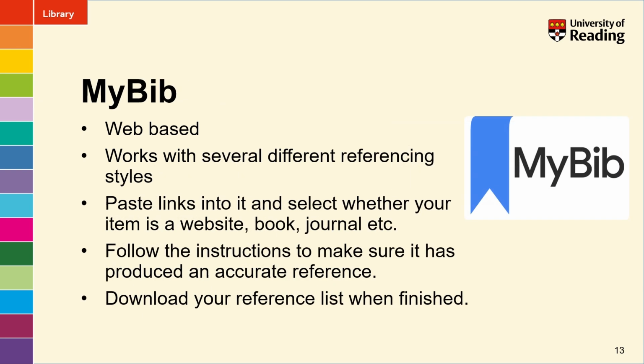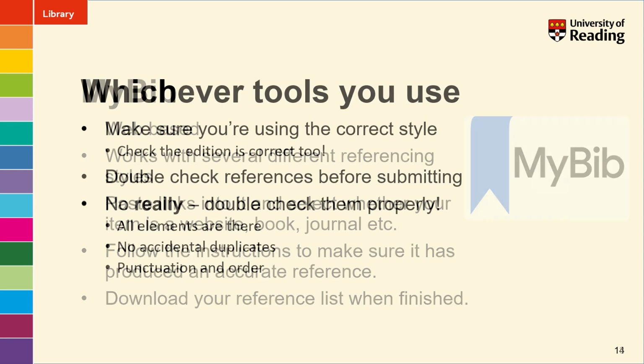MyBib works a lot like ZoteroBib. It's reasonably accurate for most styles, but it's really important to double check against your referencing guidance, as there are some areas where it struggles. You use it by pasting links into it, and then you select whether your item's a website, a book, a journal, etc., and then follow the instructions to make sure that it has produced an accurate reference. Download your reference list when you've finished.